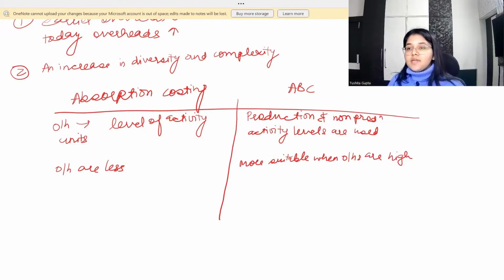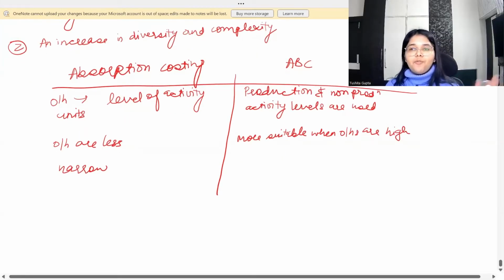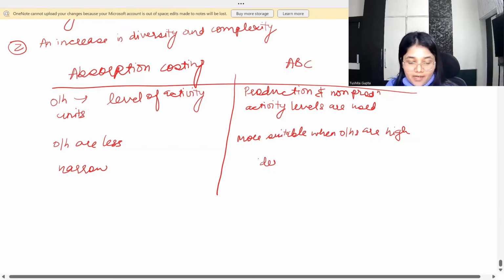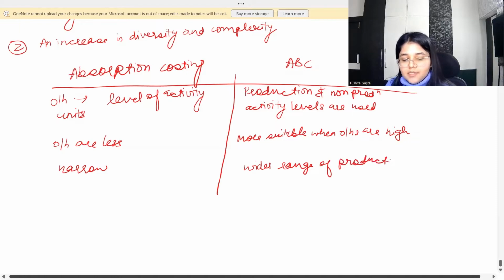Then absorption costing will also be more suitable when the product range is narrow. That means you're offering a limited number of products, because if you're incurring overheads over a limited number of products, the allocation itself will not make a lot of difference. But when it comes to an environment where you are offering a wide range of products, that is when ABC will be more suitable. So this is another point of comparison between these two methods.